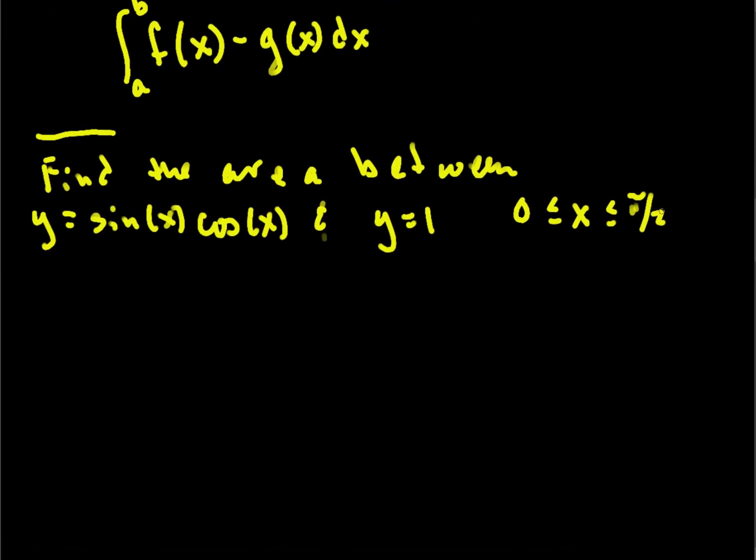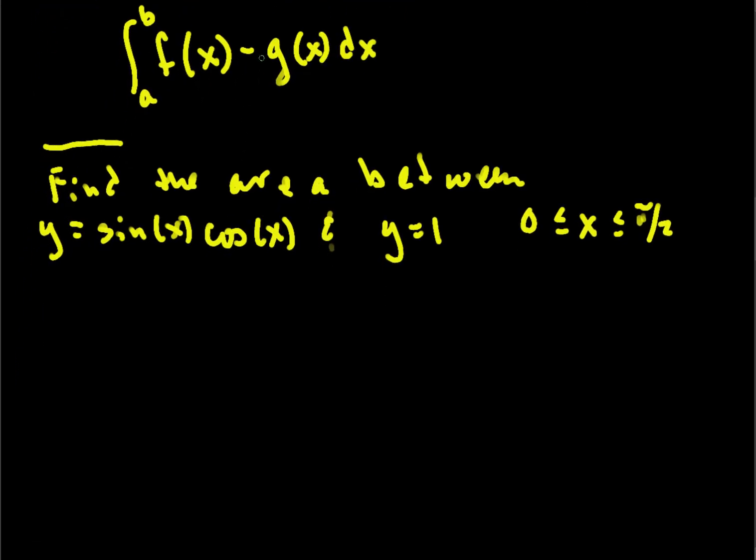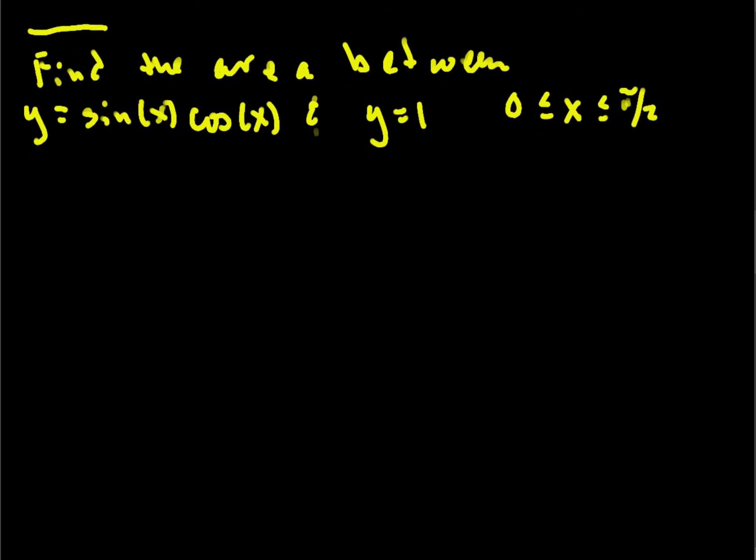So before we compute integrals, we have to figure out which one's bigger, right? By definition, if f of x is bigger than g of x, then we just subtract and integrate across the domain. But we got to know which one is bigger. So a little bit of algebra here. We do know that between 0 and pi over 2, both sine and cosine are positive. And we know that sine and cosine can't get any bigger than 1, right? That's just a fact. Between 0 and pi over 2, this is always going to be true.